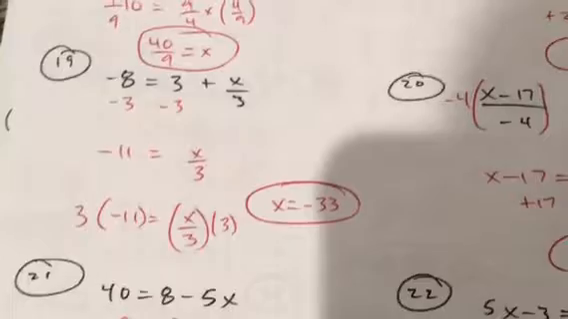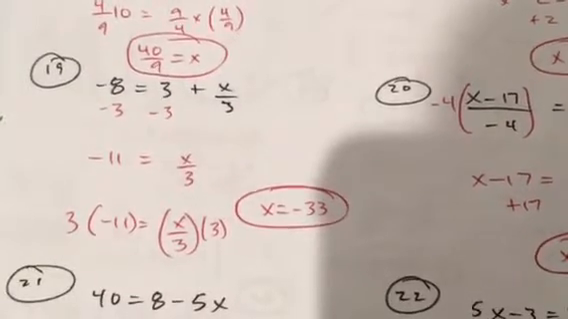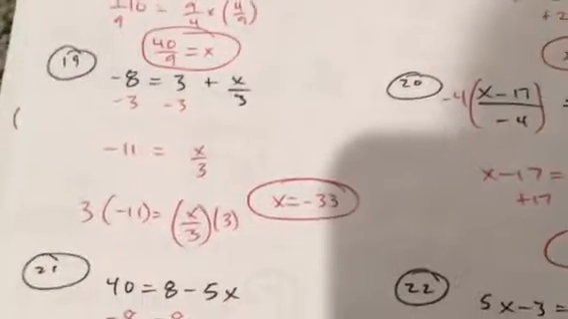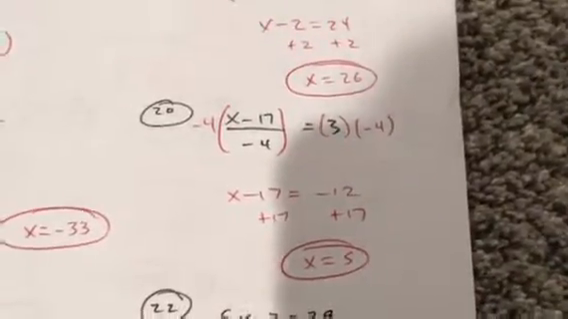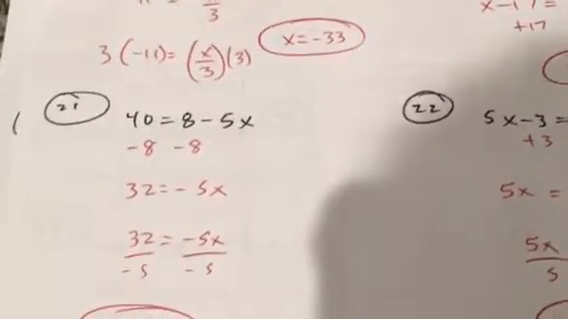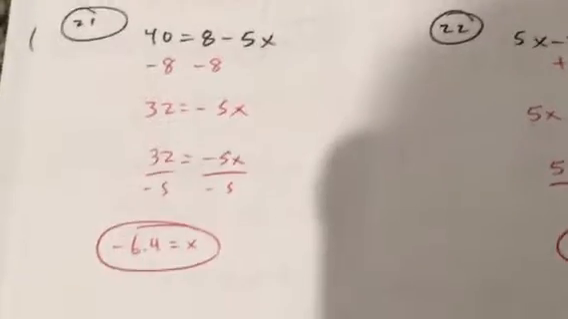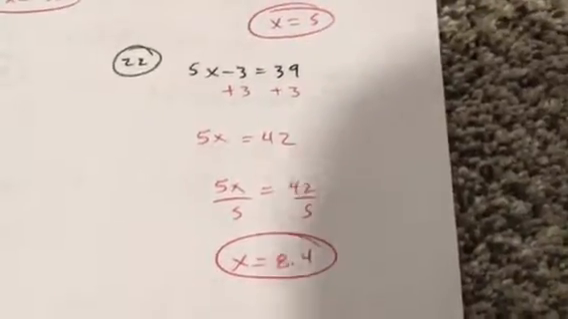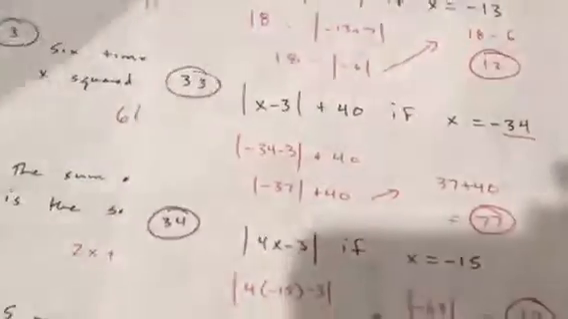On 19, you're going to subtract 3. You're going to get negative 11 is x over 3. Multiply both sides by 3 to get your answer. Here you're going to multiply both sides by negative 4, then add 17 to both sides. On 21 here, you're going to subtract 8, then divide both sides by 5. You get a decimal there. 22, you're going to add 3, then divide by 5. You get another decimal.